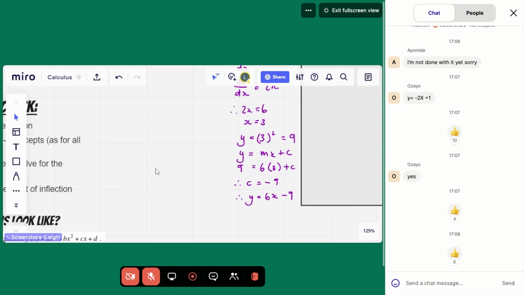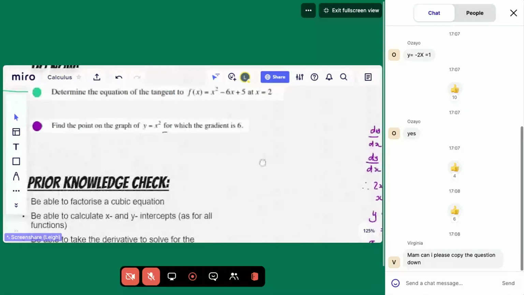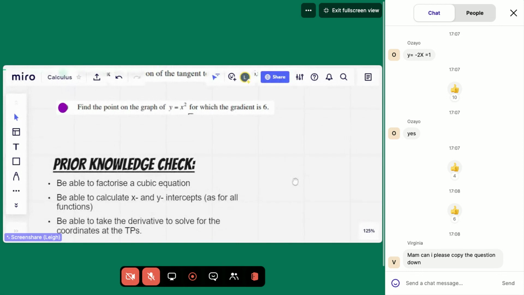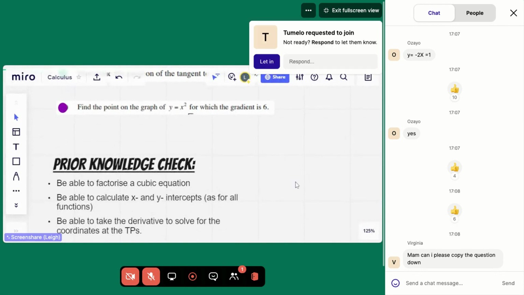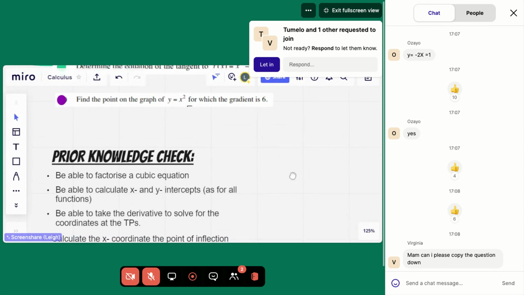Okay, so let's not spend any more time on that unless anybody has a specific question that they want to ask. Anybody got anything they want to ask? No, all good. All right, so let's carry on. Oh, sorry, Virginia, did you want to copy down the purple question? Okay, that's fine. I'll leave it there at the top of the screen, Virginia, and then you can copy it down if you want to.